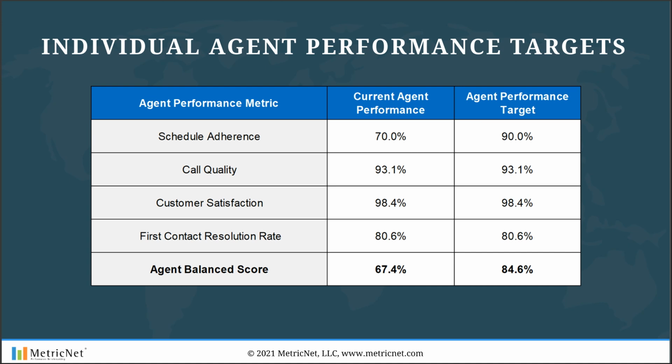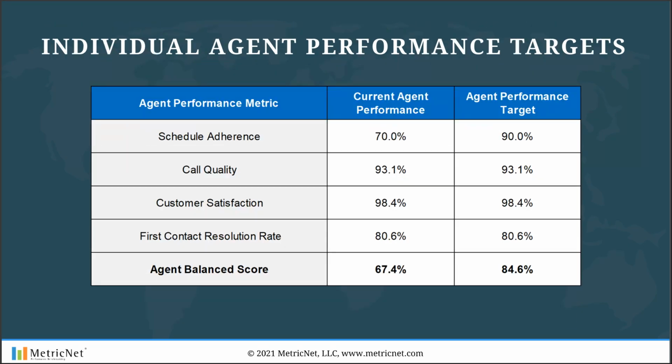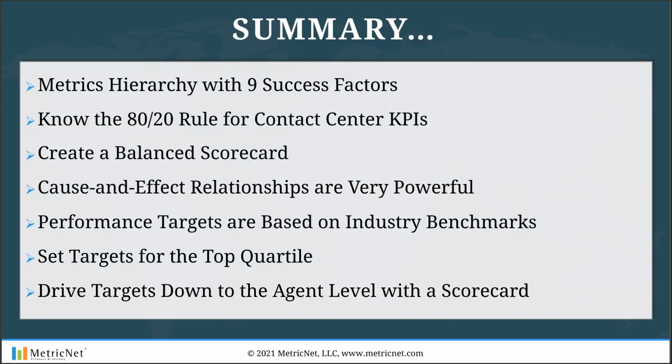And if they do this, their actual balance score would improve from 67.4 to 84.6. So the 67.4 score would improve to 84.6 simply by improving their schedule adherence. And that's something entirely within the agent's control. There's no mystery about how to adhere to the schedule. You just make sure you're logged into the ACD, you're sitting in your seat doing your chat or your calls or your email responses when you're supposed to be. It's not a hard thing to do, but if your agents aren't adhering to the schedule, it's going to be very difficult to meet performance targets.